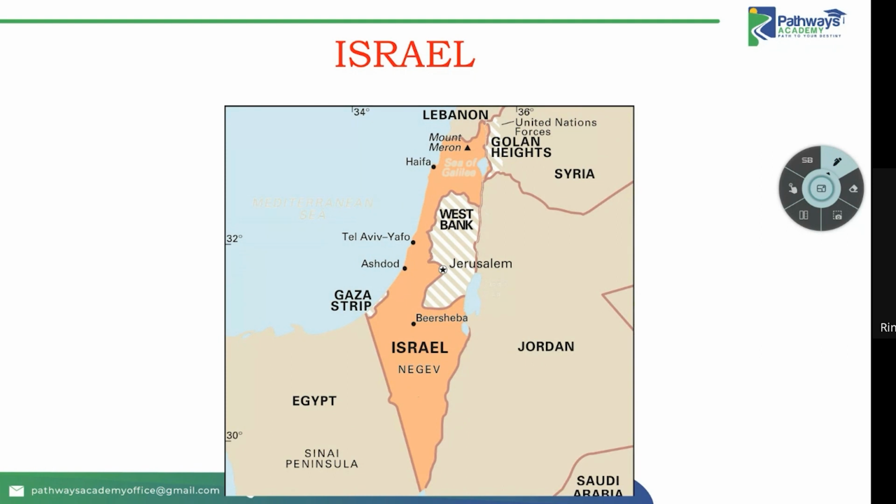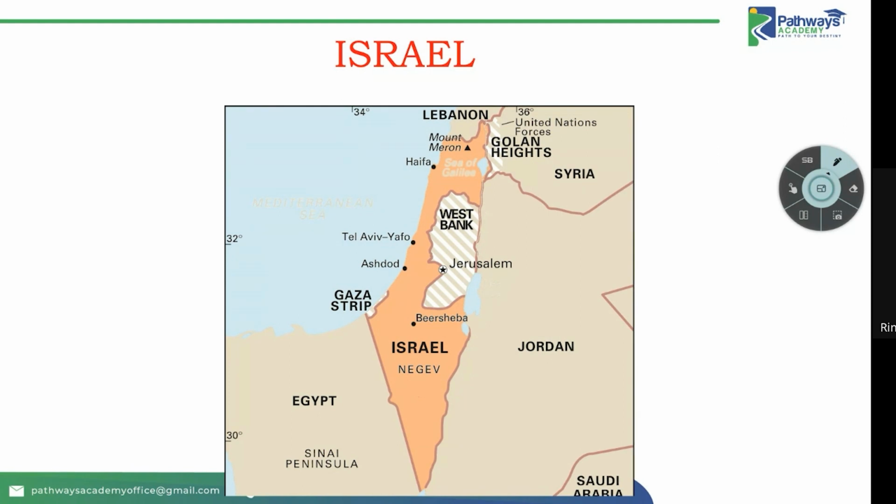We call it a sea, right? We call it a sea, but actually it is not a sea. It is a lake, like the Caspian Sea. The Caspian Sea is also a lake. And the most important thing about this Sea of Galilee is that it is the lowest freshwater lake in the world. It's a freshwater lake, and it is the lowest freshwater lake in the world.